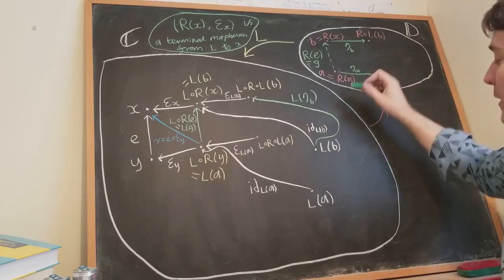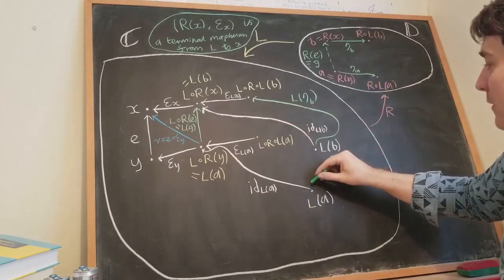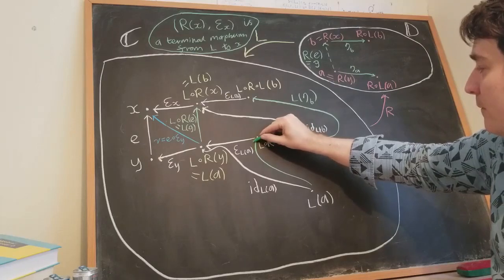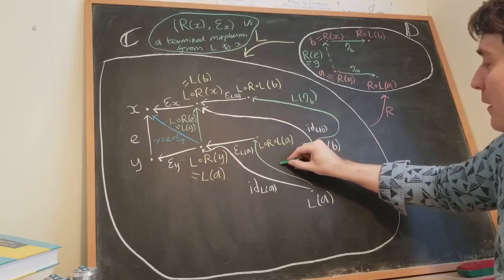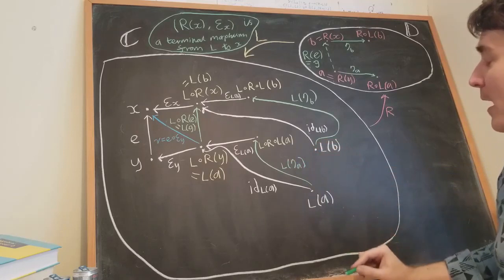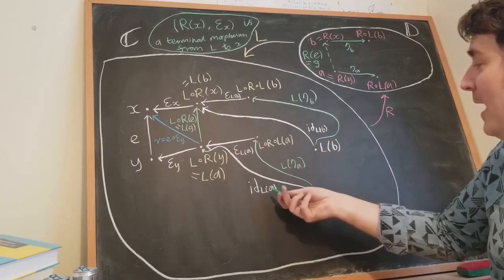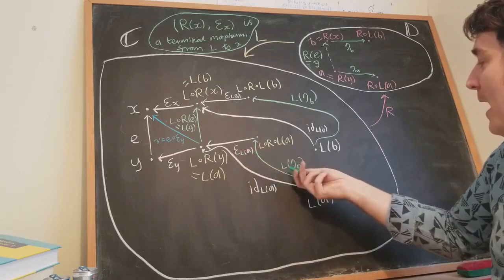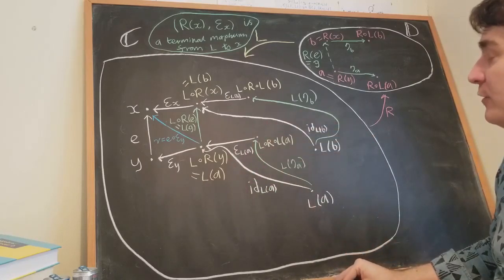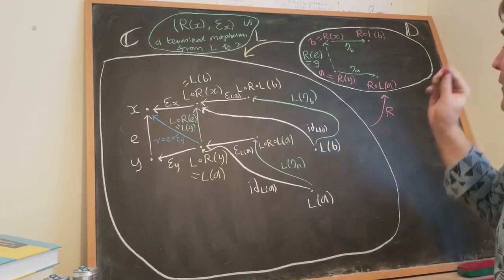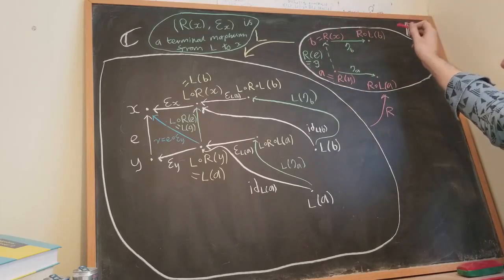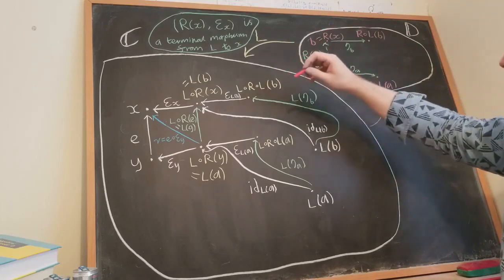So the image of this arrow is going to go like this. So this is going to be L of eta A. And this has the property that ID L of A is epsilon L of A after L of eta A. Okay, so this is making this triangle commute. And just one final thing, which is easy, is that we know that this arrow here is G, and that this arrow is going to get lifted under this functor R after L, okay?